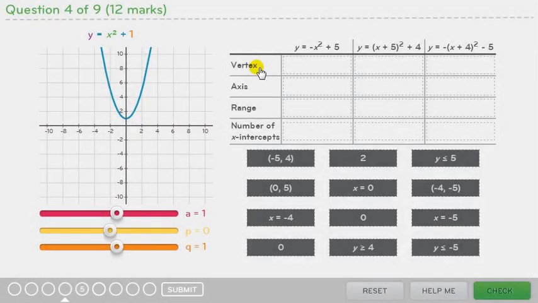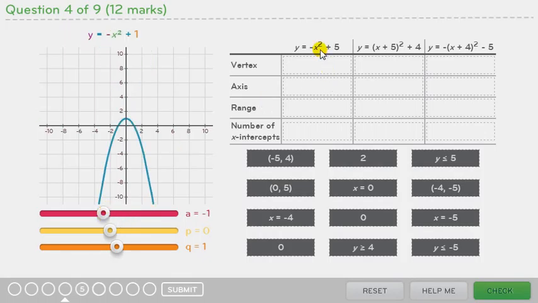In this question, you need to be able to find the vertex, the axis of symmetry, the range, and the number of x-intercepts for each of these three different functions that are listed here. Over here on the left, we have some workspace provided in order to help us graph each function. So for our first function, y equals negative x squared plus 5, our a value is negative 1.